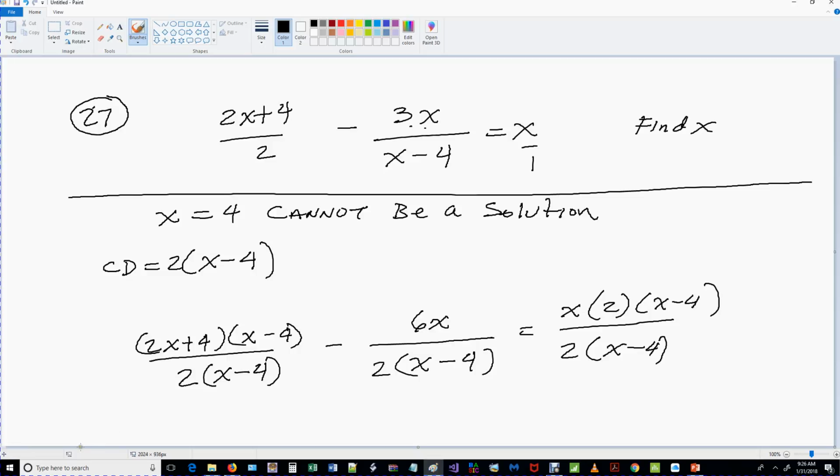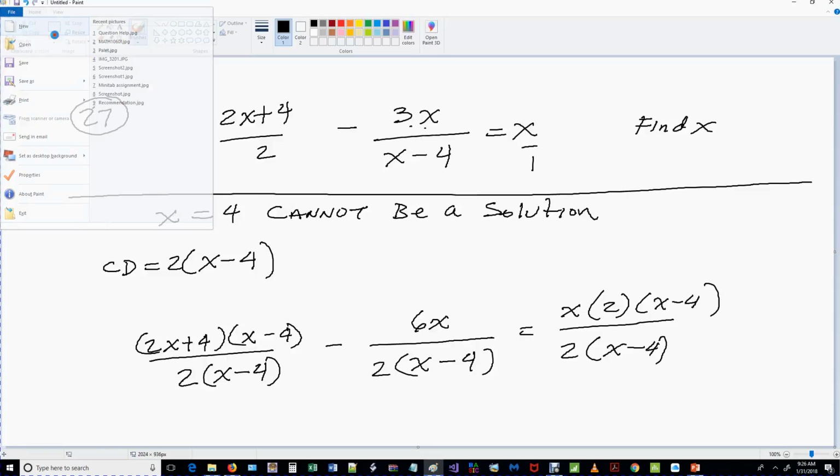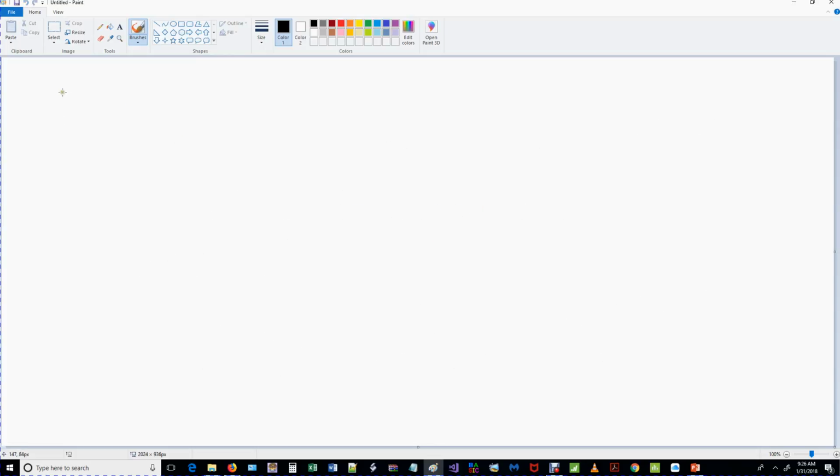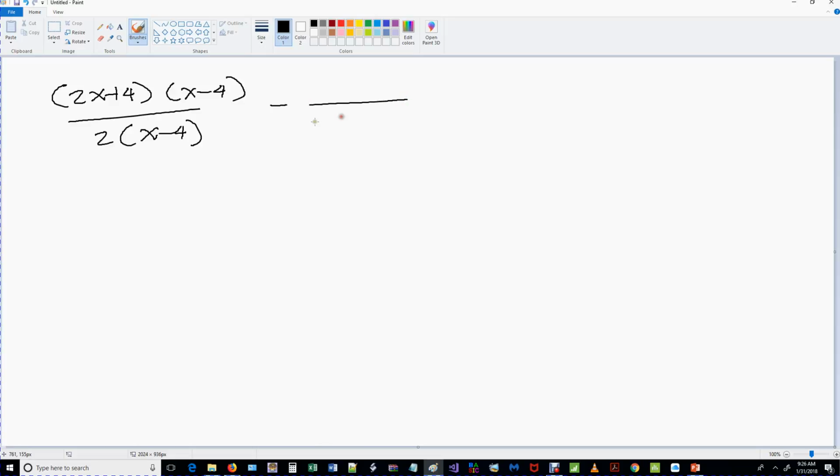Alright, so let's do that on the next slide. So on top you have (2x + 4) times (x - 4), and on the bottom 2 times (x - 4). Then the second fraction has 6x on top, because you multiply by 2, and equals x times 2 times (x - 4).